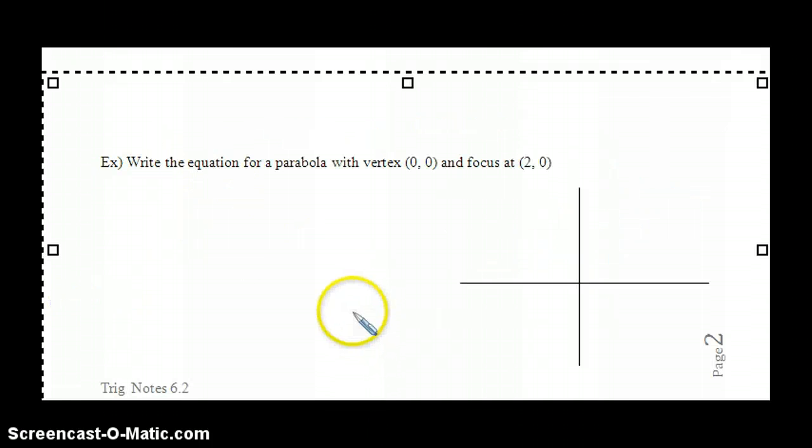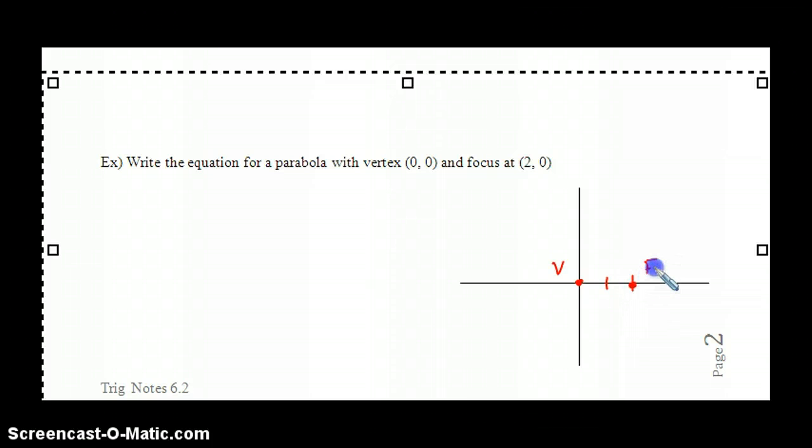Okay, so instead of now having an equation, we're going to have to come up with the equation for what the parabola would look like. So let's actually plot what we know. We know our vertex is at 0, 0. Let's put a V there. Our focus is at 2, 0. So our focus is here at 2, 0.